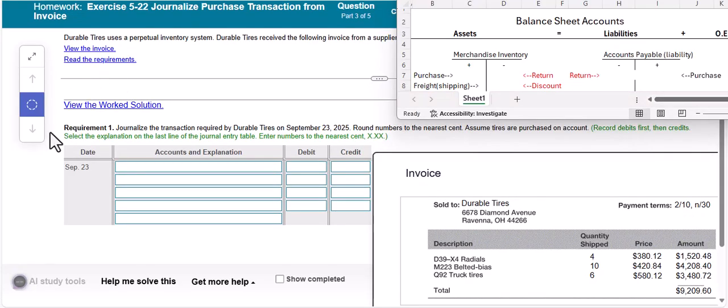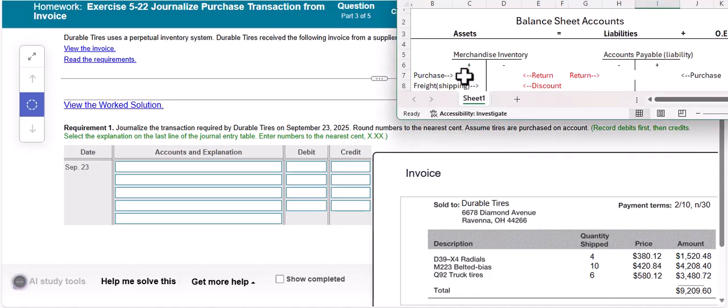So for our first transaction, for requirement 1, we journalize the transaction required by Durable Tires, that's us, on September 23rd, 2025, round numbers to the nearest cent. Assume tires are purchased on account, so that's accounts payable, have that right up here. Record debits first, then credits, select the explanation on the last line of the journal entry table, enter numbers to the nearest cent. So we purchased inventory, so our merchandise inventory is going to go up by this 9,209.60, so that will be with a debit.